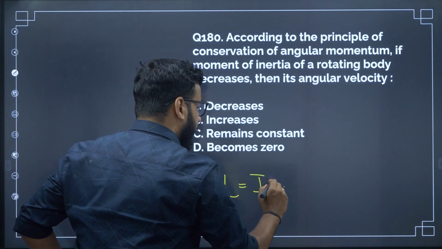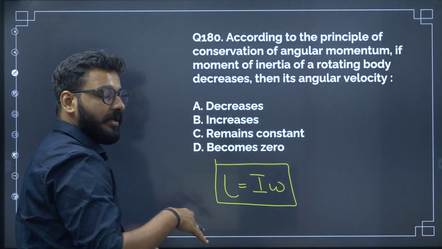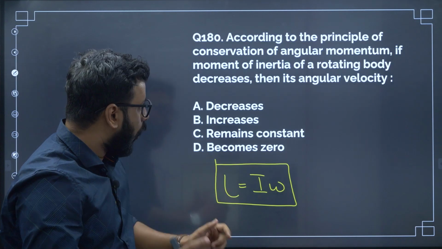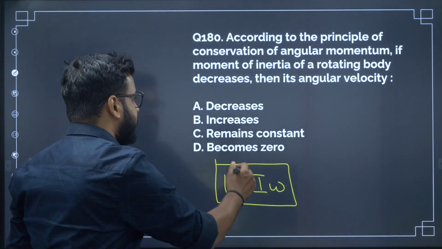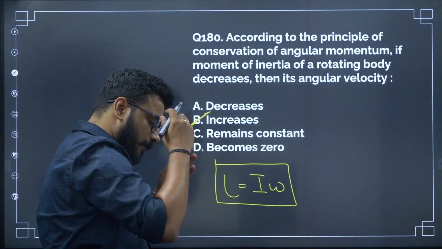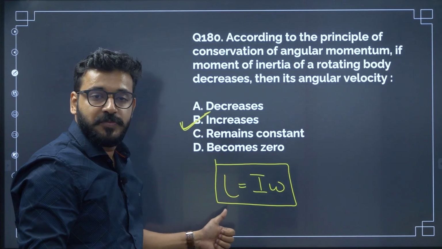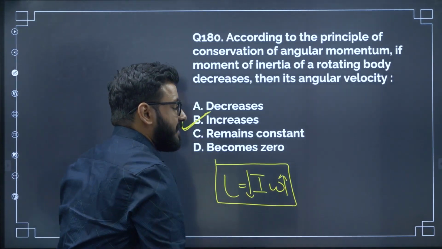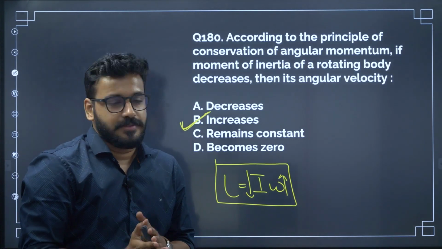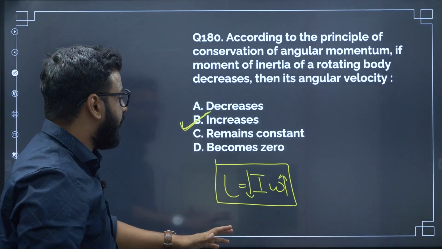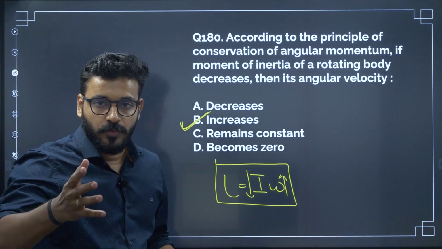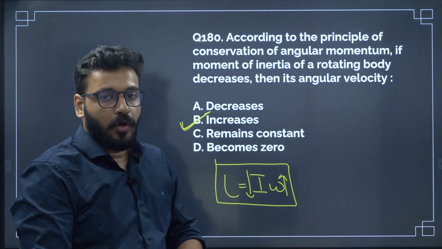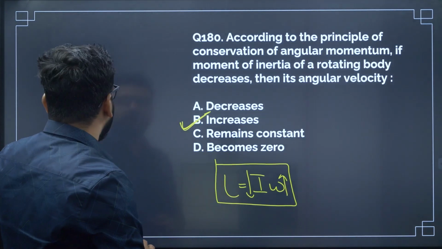I omega, right? So suppose the angular momentum is conserved, it's constant, and the moment of inertia is decreasing, obviously the angular velocity must increase. It's a simple understanding. L must be constant, I is decreasing, that means omega must increase. Very simple question, you can definitely crack it very easily. I really hope most of you would have done this as well. So we have completed all the questions of the physics portion, right?